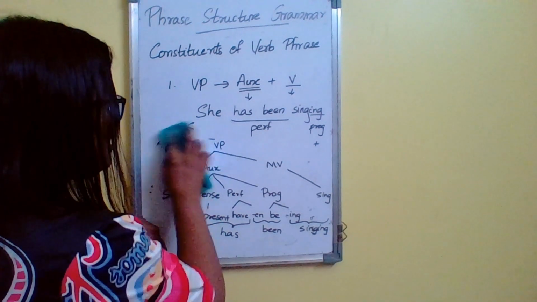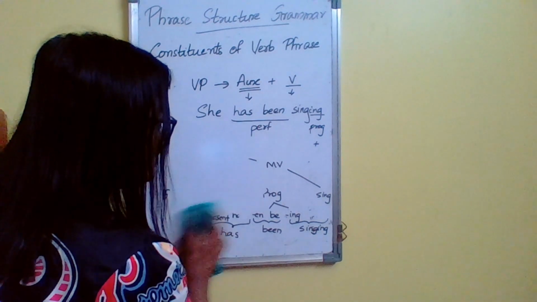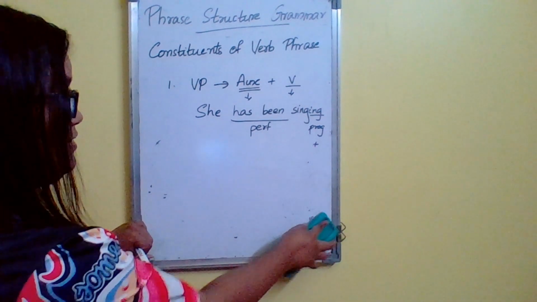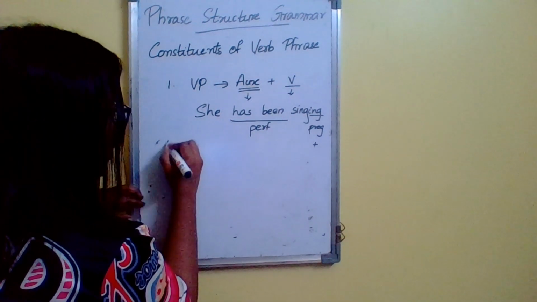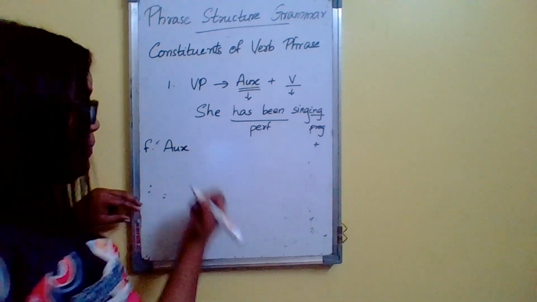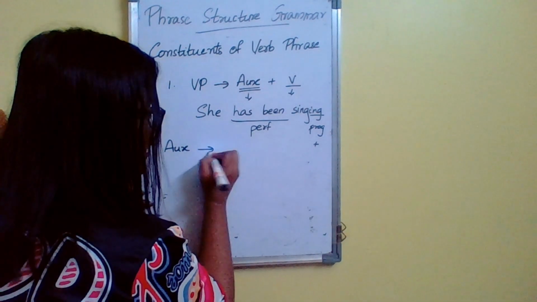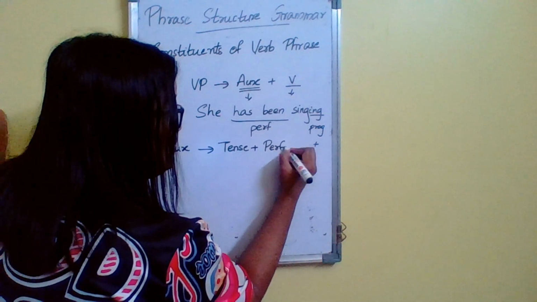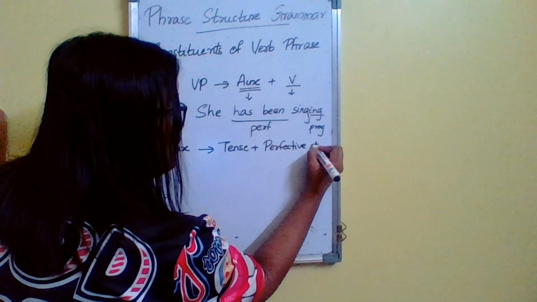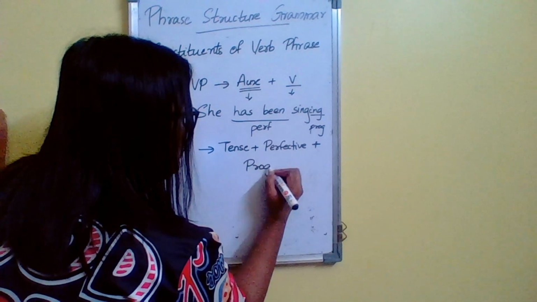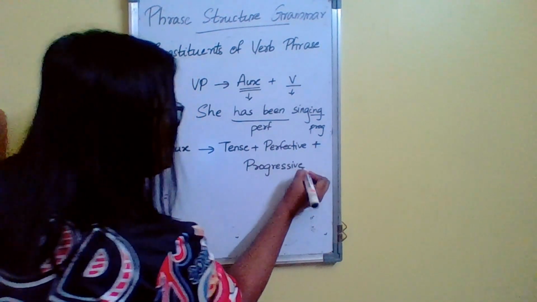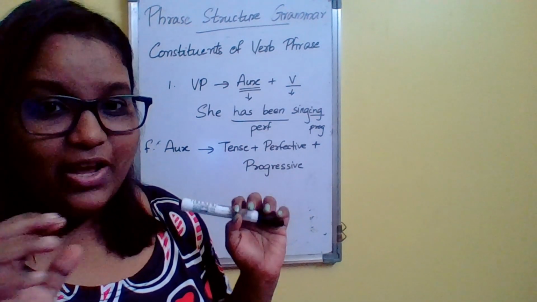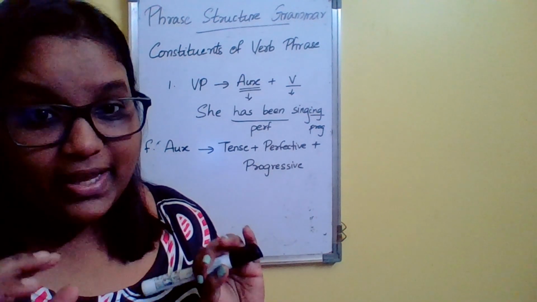Now let's just write all this together and read it using morphophonemic rules. Now let's rewrite the possibility of what can constitute an auxiliary using this particular sentence. So auxiliary can be, this is the sixth possibility of an auxiliary. Auxiliary can be tense plus perfective plus progressive. Okay. Now we have finished 6 possibilities of what can be an auxiliary.